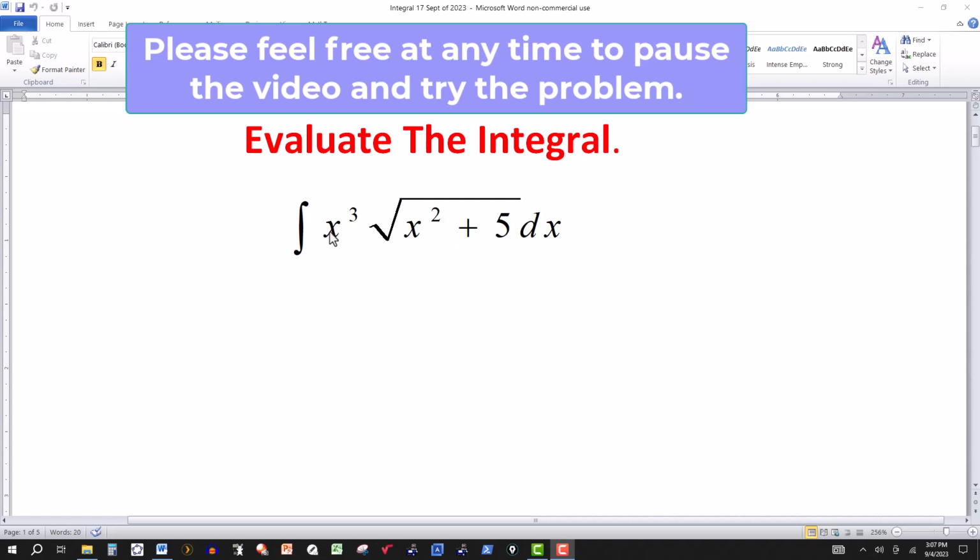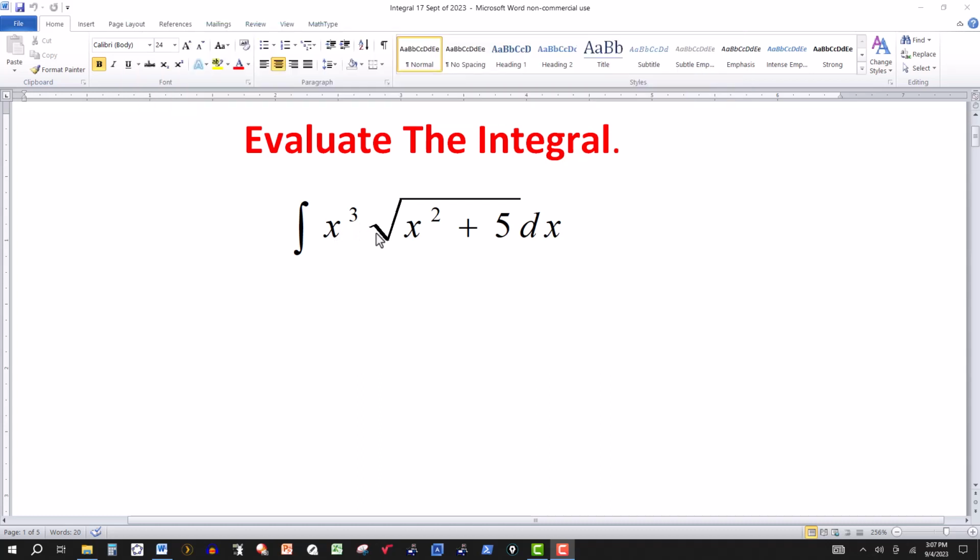We could take a factor of this x cubed and put it with the radical. And you could have, say, dv equal to x square root of x squared plus 5, and then the u could be x squared. You could set it up that way. See how that works. And of course, u-substitution could work here, and that is really my go-to method if it works.